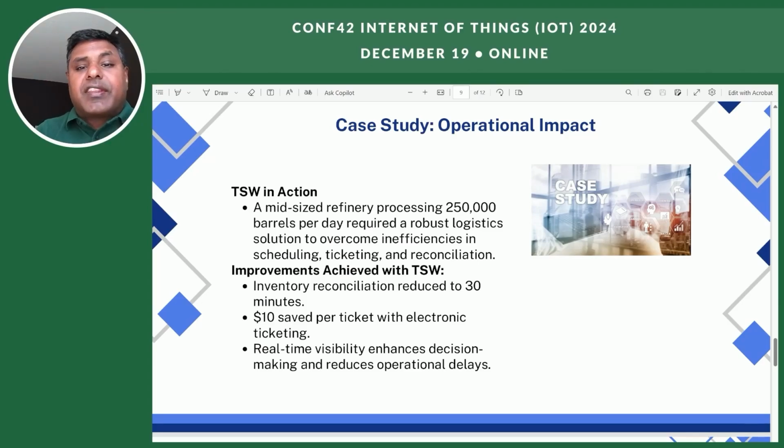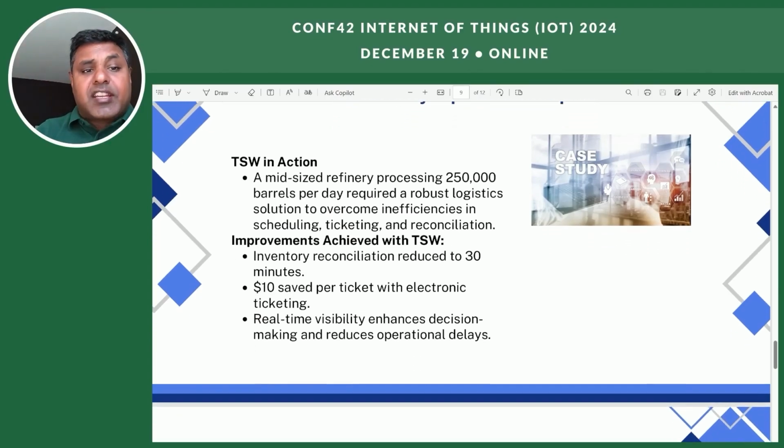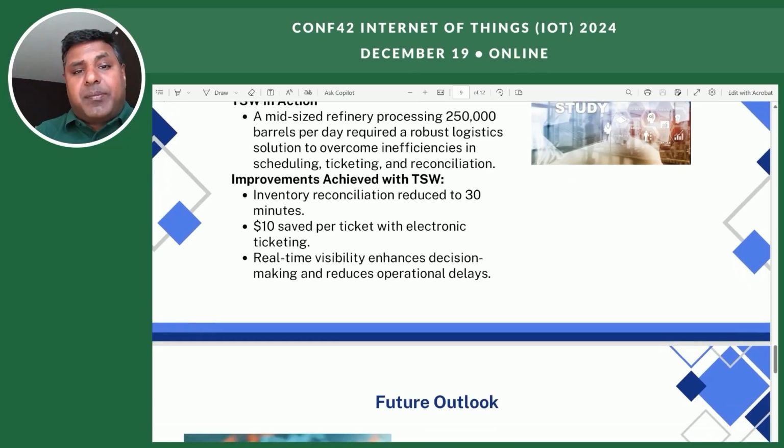Here is the case study for the operational impact. TSW in action: a mid-sized refinery processing 250,000 barrels per day requires a robust logistics solution to overcome inefficiency in scheduling, ticketing, and reconciliation. Improvements achieved with TSW: inventory reconciliation reduced to 30 minutes and $10 saved per ticket with electronic ticketing. Real-time visibility enhances decision making and reduces operational delays.